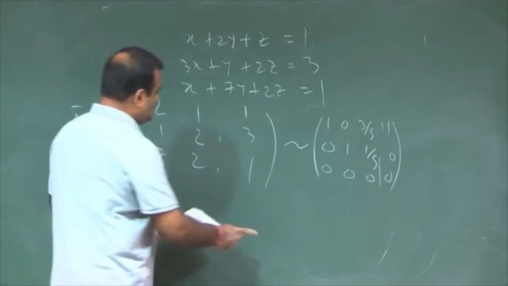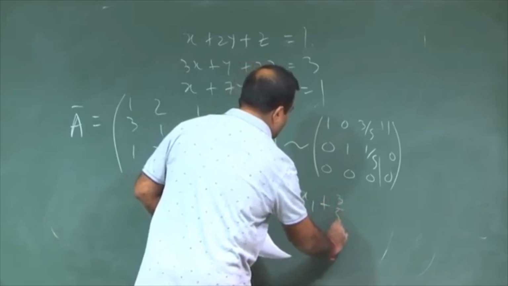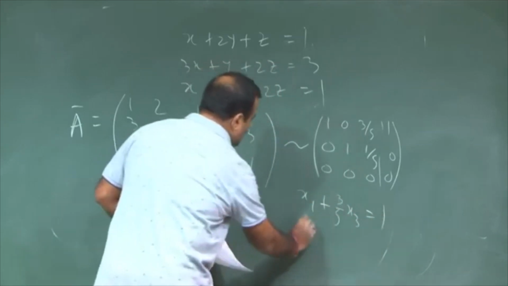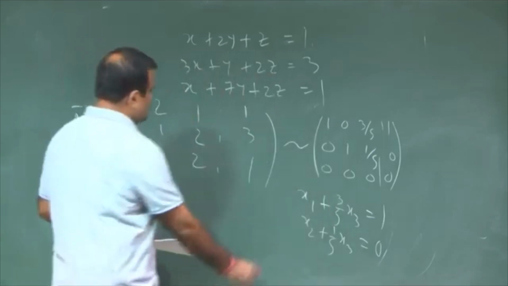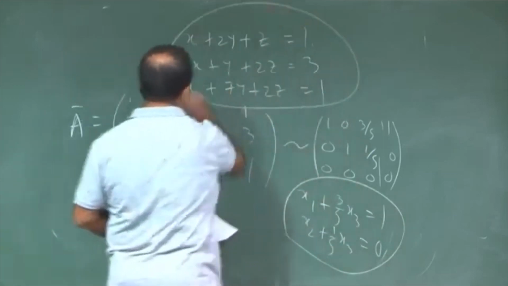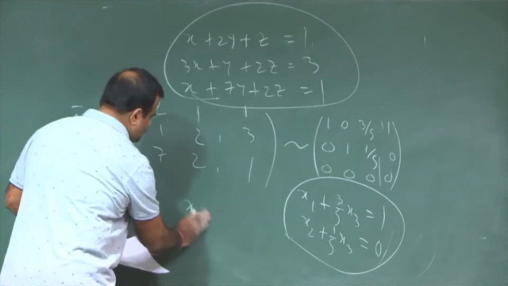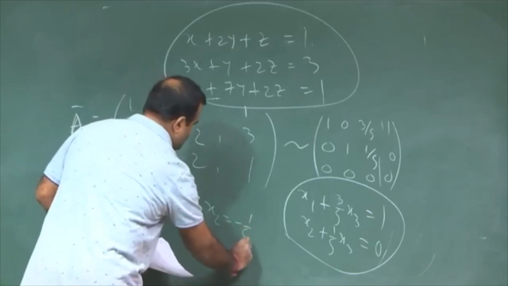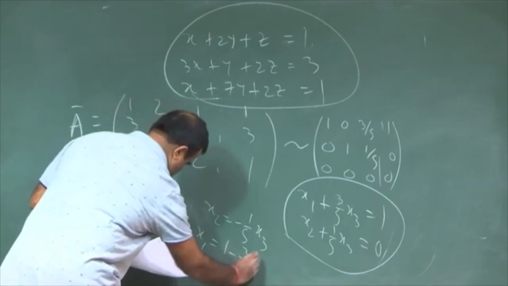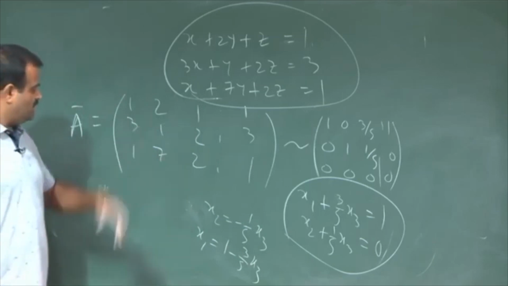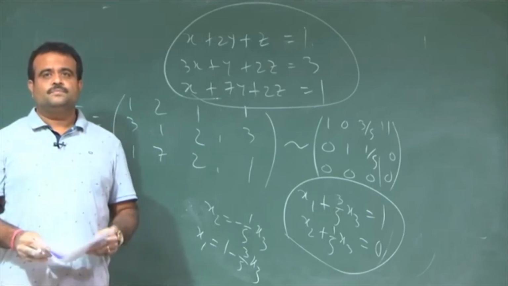The equivalent system is nothing but x1 plus 3 by 5 x3 is equal to 1 and x2 plus 1 by 5 x3 is equal to 0. This is the equivalent system corresponding to this system, so these have the same solutions. We can write the infinitely many solutions: x2 is equal to minus 1 by 5 x3 and x1 equal to 1 minus 3 by 5 x3. We can choose any x3, any real number. So this has infinitely many solutions.